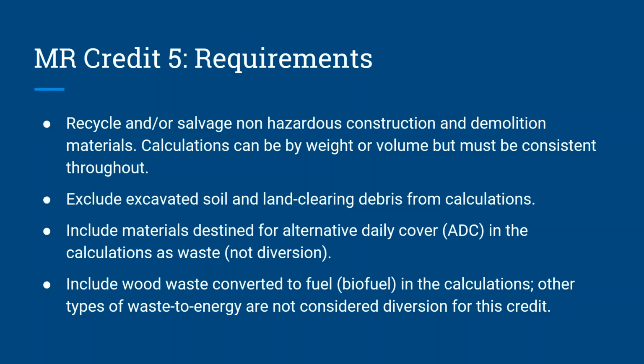To earn credits under Materials and Resources Credit 5, project teams must prioritize efforts to recycle and/or salvage non-hazardous construction and demolition materials. When tracking diverted waste, calculations can be made based either on the weight or volume of material, as long as the reported values are consistent throughout the project. Excavated soil, land clearing debris, and materials designated for alternative daily cover cannot be included as diverted materials. While wood waste that is diverted for biofuel conversion can be included in calculations, other waste to energy efforts cannot be used to earn this credit.